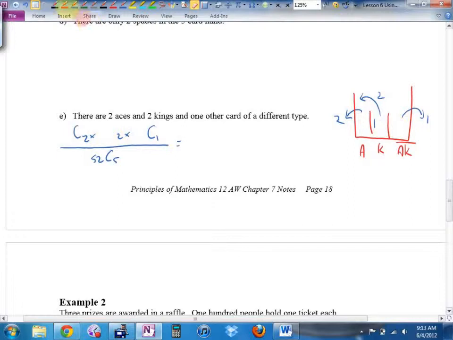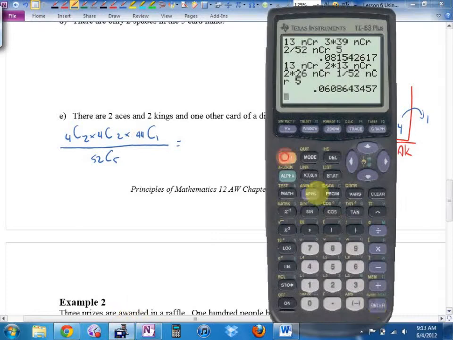Nice. How about 4 aces and 4 kings? And that would leave me with 52, take away 8. Good gosh, Mr. Dueck. 44. So that's going to give me 4 choose 2, 4 choose 2, 44 choose 1. I think I can salvage this, though. Let's see.